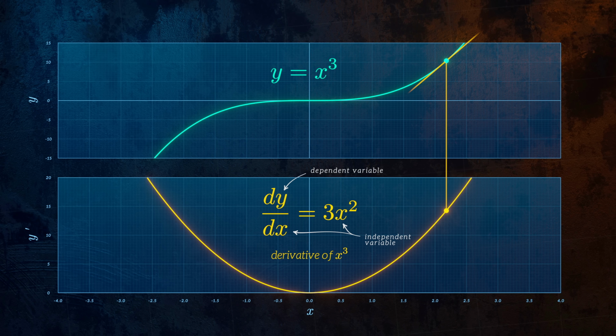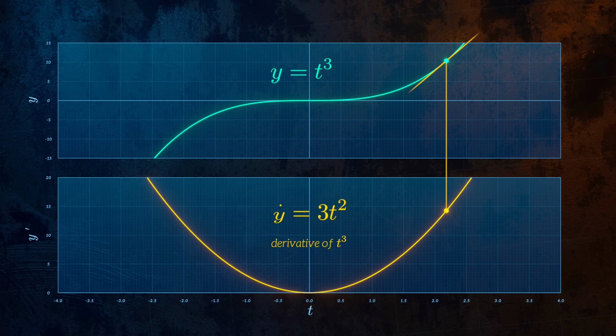We can use any variable names here. The independent variable is often t, for example, in which case dy over dt represents how quickly the quantity y changes with time. When the independent variable is time, the dot notation is often used to represent derivatives.